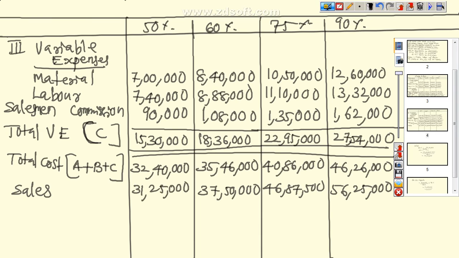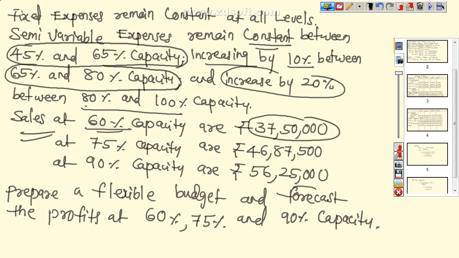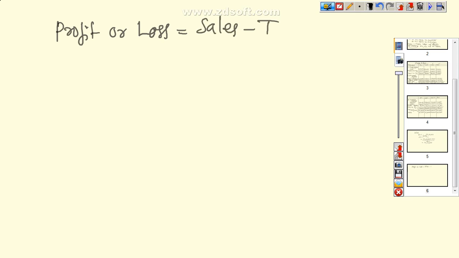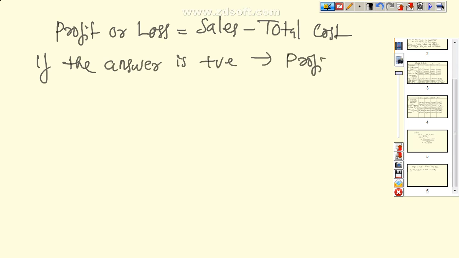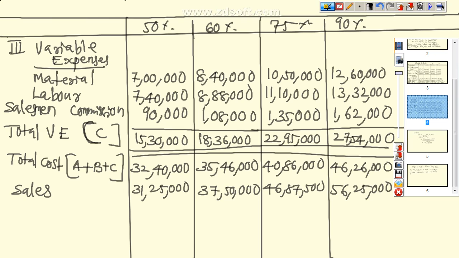Now according to the question, we have to forecast profit. So in order to calculate profit or loss is equal to sales minus total cost. If the answer is positive, then the answer is profit. If the answer is negative, then we are getting a loss. So we calculate the profit or loss. Profit or loss is equal to sales minus total cost. So we know the total cost, we know the sale.